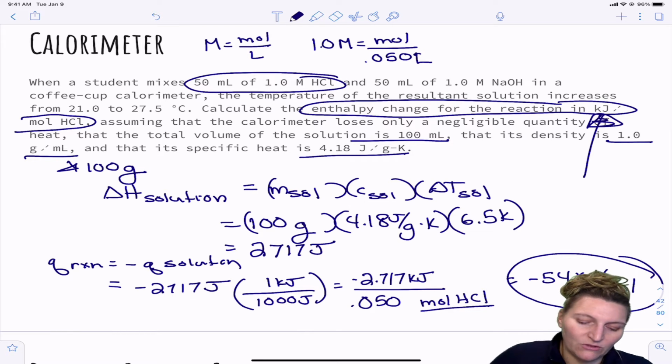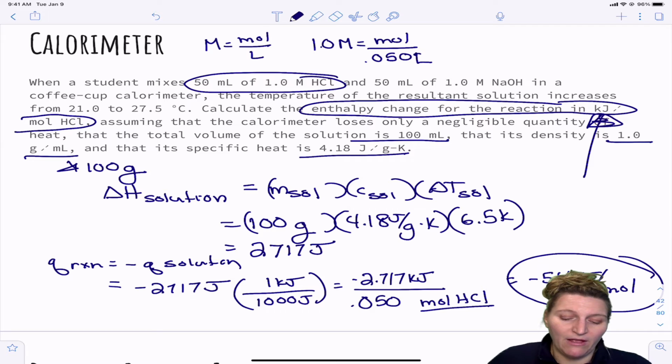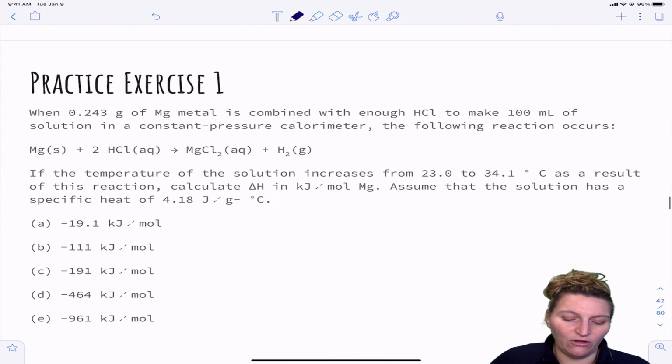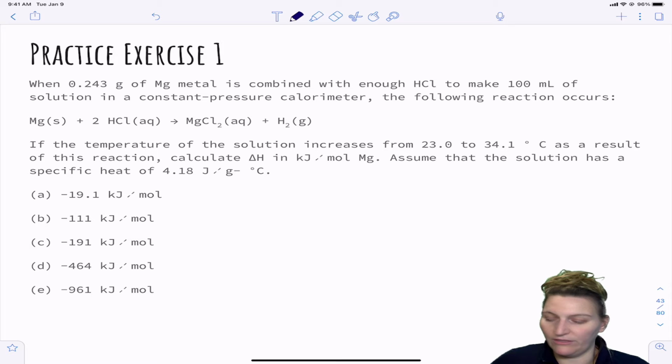Okay? So that is a very typical problem. They give you enough information to find the energy change of the solution, and you need to figure out what the energy change of the reaction must have been. And looking at the units is going to be super important here. So here is another one.